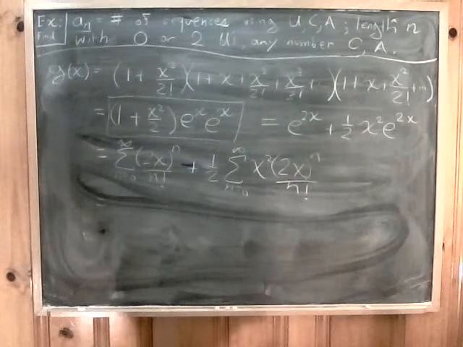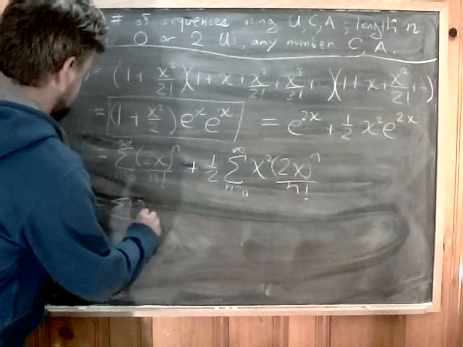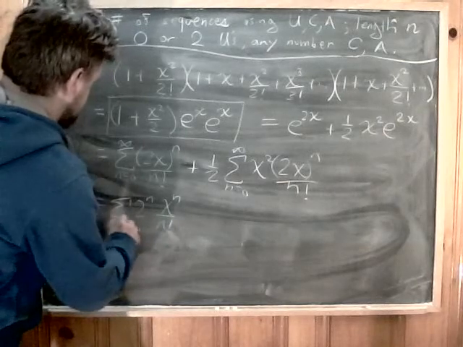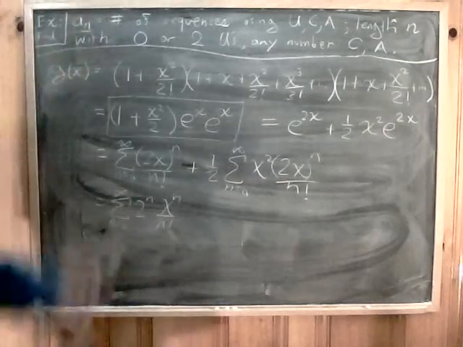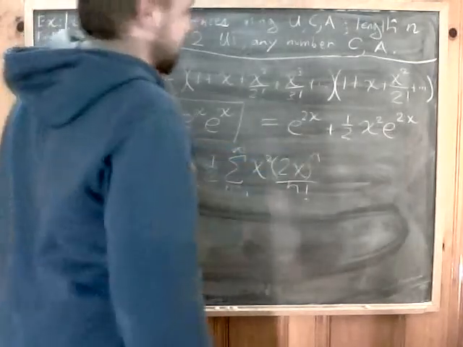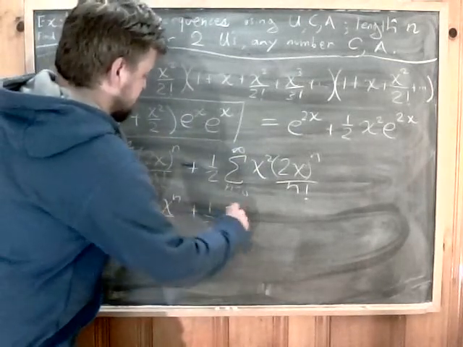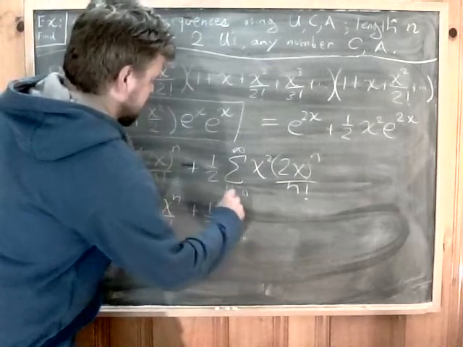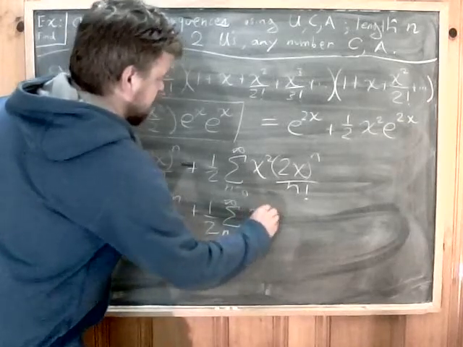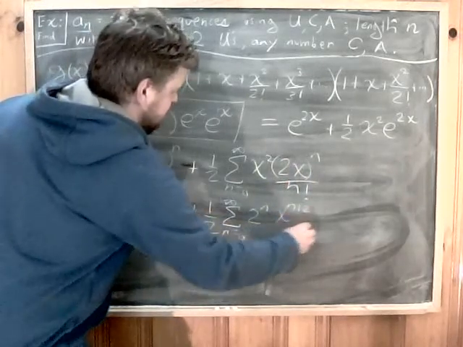So first let me get x to the n over n factorial as much as I can. So this will be 2 to the n, x to the n over n factorial, n equals 0 to infinity. And that part is done. It's got x to the n over n factorial. This, however, I have to add the exponents. So I'm stuck working with 2 to the n x to the n plus 2 over n factorial.